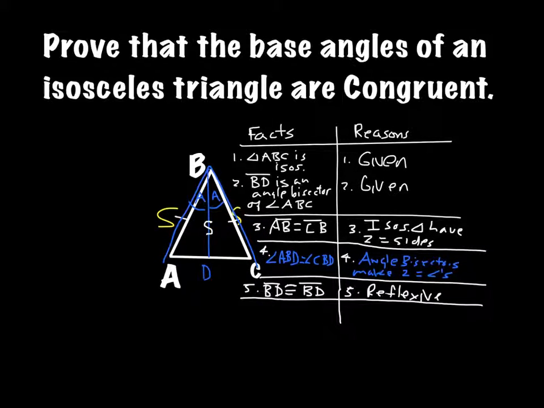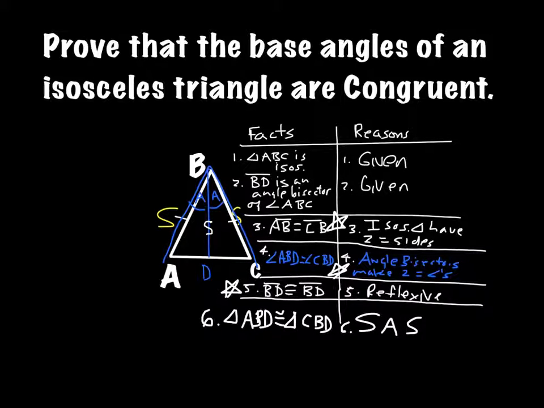We only have two more steps left to finish this proof off. This is the big step right here. We've proven that there's a side, an angle, and a side that match up with a side, an angle, and a side. So now I can say that triangle ABD, the triangle on the left, is exactly the same as the triangle on the right, CBD. The reason is the pattern side angle side.